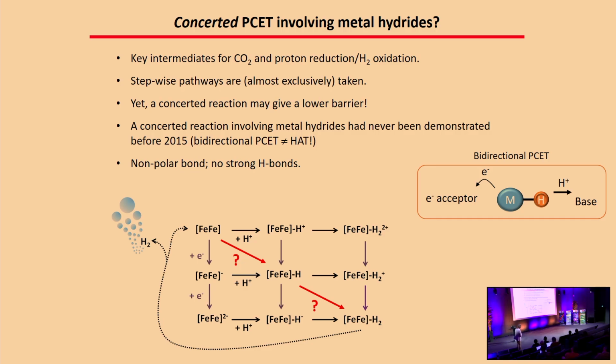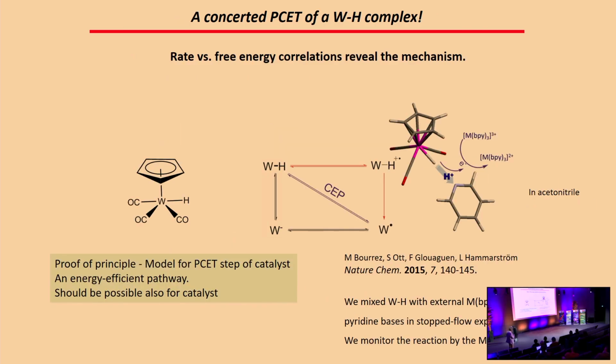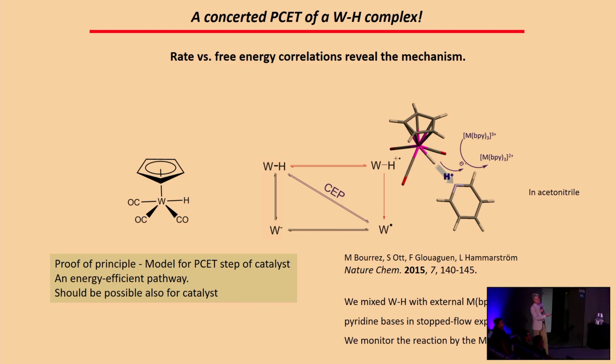This had not been shown before for a metal hydride, but the metal hydride, as you saw, is a very important intermediate in catalysis. So what we did was take a tungsten hydride as a model complex and see if we can oxidize it with metal BIP complexes and different pyridine bases. And we changed different iron and ruthenium oxidants and different pyridine bases to change the driving force for the reaction. And long story short, we could go along all pathways, stepwise electron transfer first, proton transfer first, or the concerted, depending on the different strengths of these oxidants and bases.